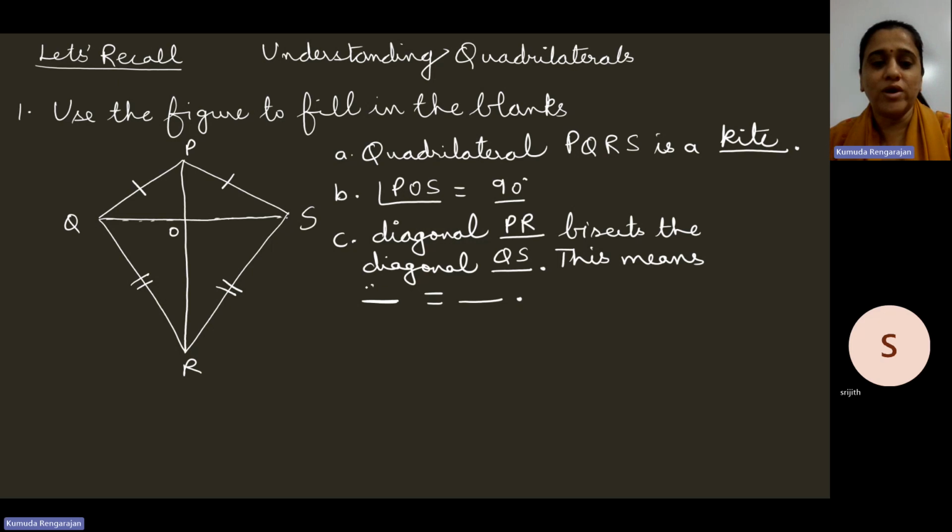QO is equal to OS. Which diagonal is bisected? QS is bisected. It's cut into two equal pieces. So the two equal pieces are QO and OS.